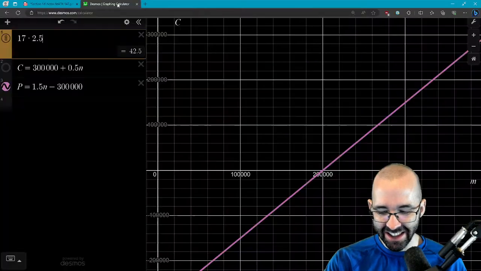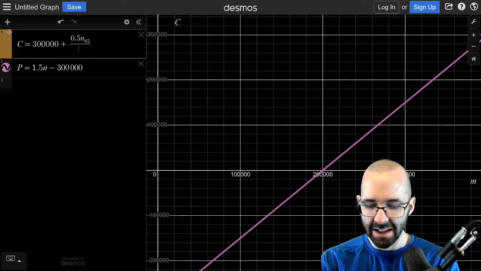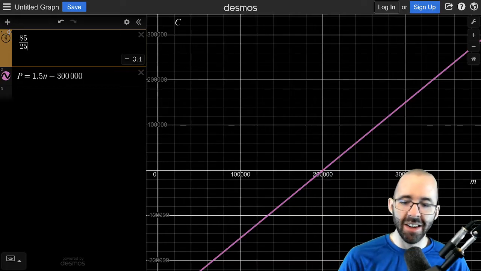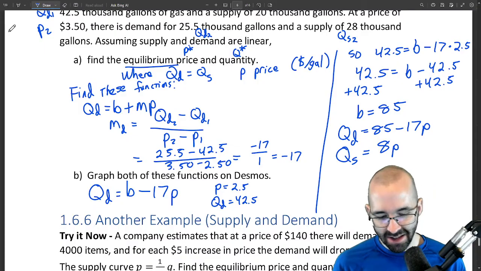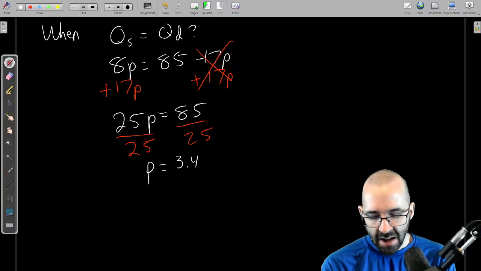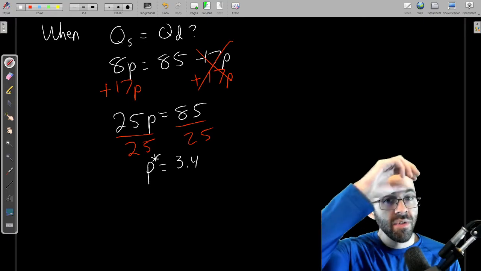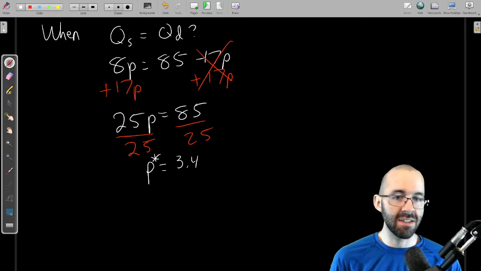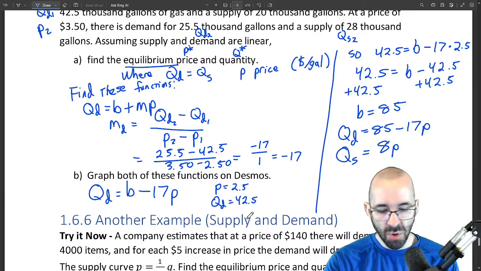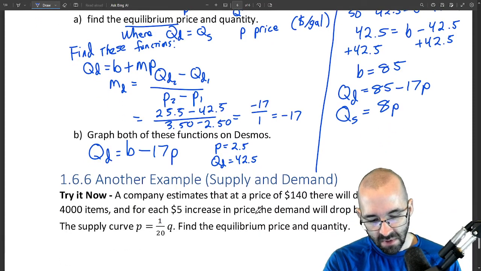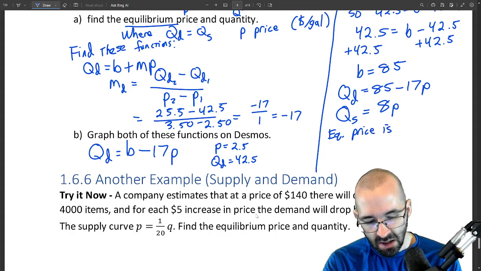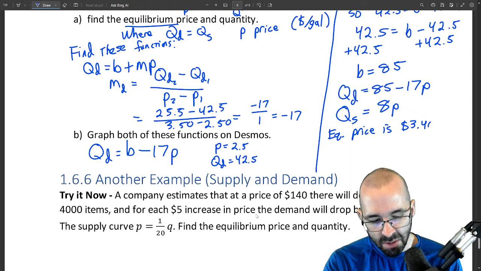Let's check this. Whoa. 85 over 25. 3.4. Nailed it. So that's going to be, sorry, I have to get on the right screen. This is our P star. It's the P value when these things are equal. Equilibrium price is $3.40 per gallon.